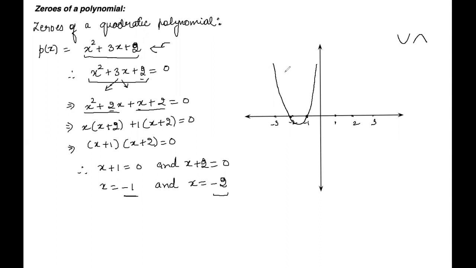So now when we draw the graph of this quadratic polynomial, it will be a parabola which will touch the x-axis at 2 points. Namely, the first point will be minus 1 comma 0 and the other point would be minus 2 comma 0. And here we have got the solution as minus 1 and minus 2. So again, we can say that whenever the graph touches the x-axis, all the x coordinates will be the zeros of the quadratic polynomial.